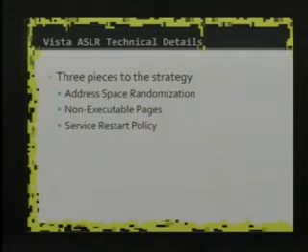So there are 3 pieces to the strategy. We've got the randomization. Non-executable pages are crucial as well. And then there's something that most other platforms don't use, which has been in Windows for quite a while, and it's the service restart policy. If you've ever gone to your services control manager and gone to the properties of one of those services, there's a tab that says, what do you do after the first time this program crashes? What do you do after the second time? What do you do after the third time?